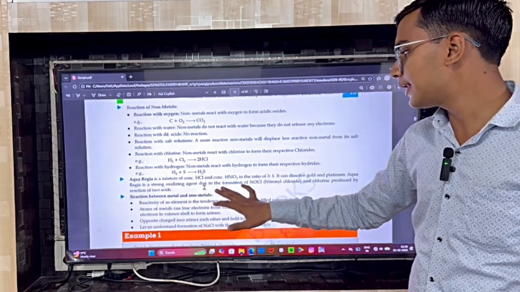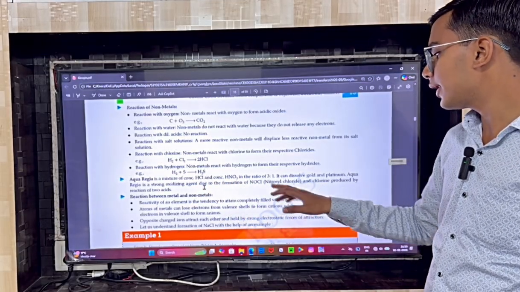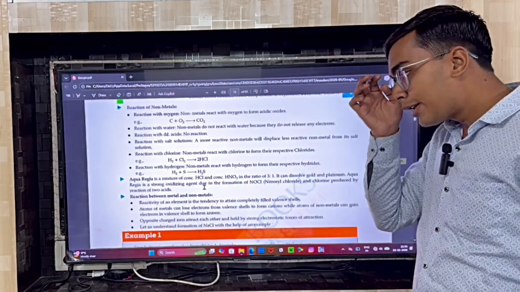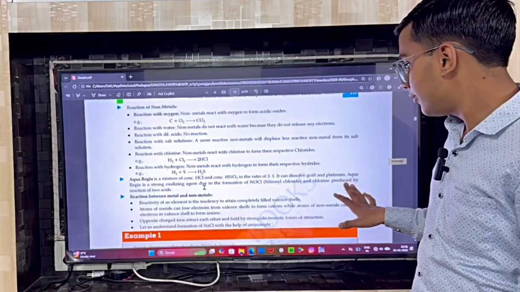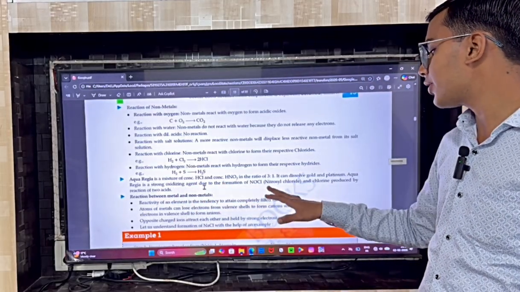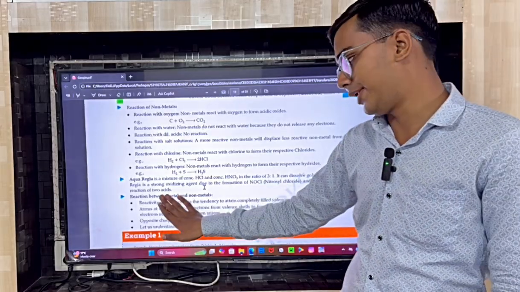Aqua regia is a mixture of concentrated HCl and concentrated HNO3 in the ratio of 3:1. It can dissolve gold and platinum. Aqua regia is a strong oxidizing agent due to the formation of nitrosyl chloride and chlorine produced by the reaction of the two acids.